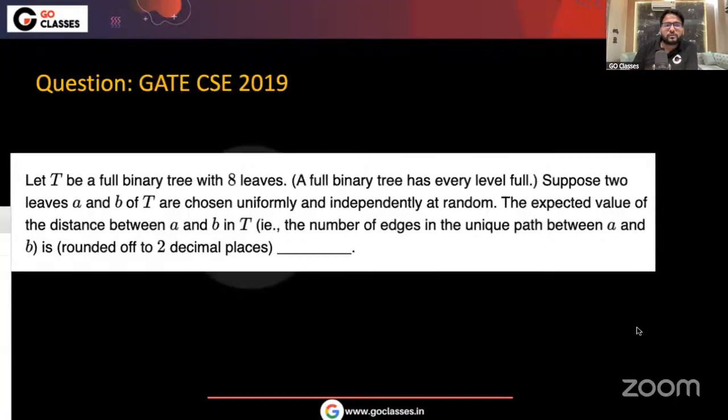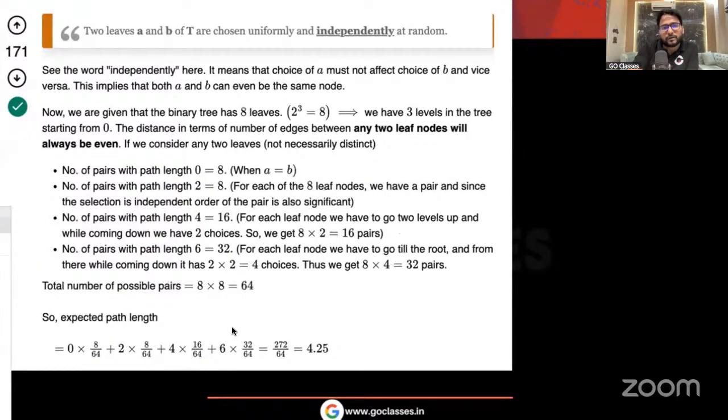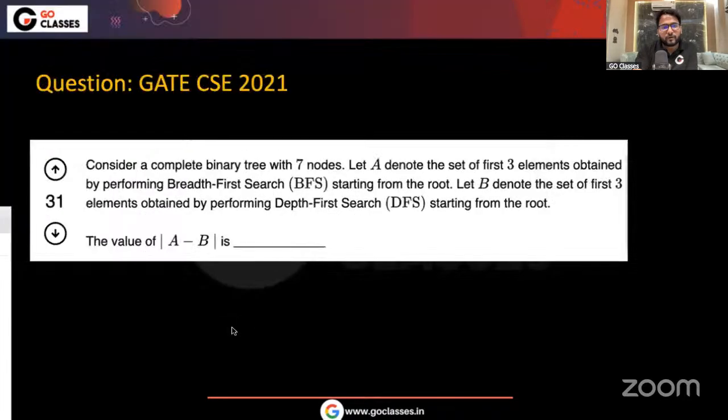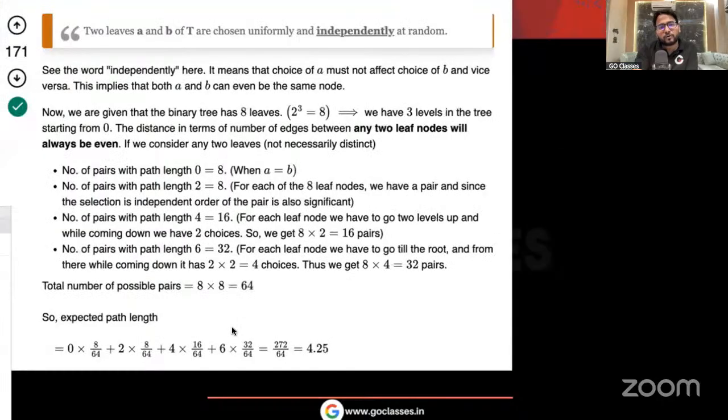Okay, let's solve this. Let T be the full binary tree. Currently they are having a full binary tree with 8 leaves. Suppose 2 leaves A and B of T are chosen uniformly and independently at random. The expected value of the distance between A and B in T. Okay, so we will do it a little later. Let me first do some easy questions because it will be quite a tough question, or probably we will do it later on. Maybe tomorrow we will be doing it because it will be too tough for today. Or I can keep it as optional.